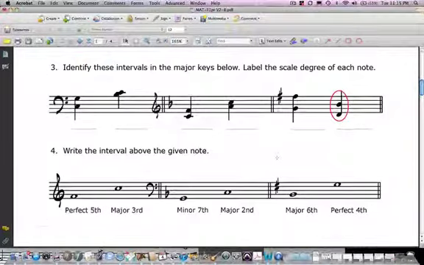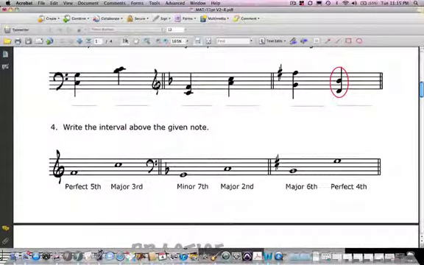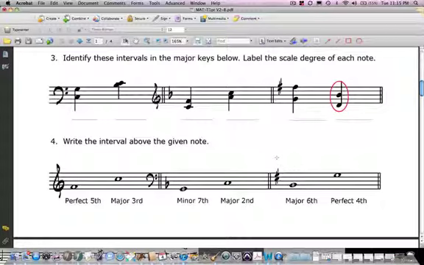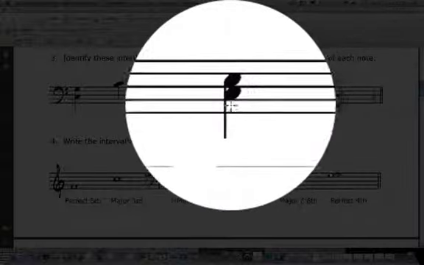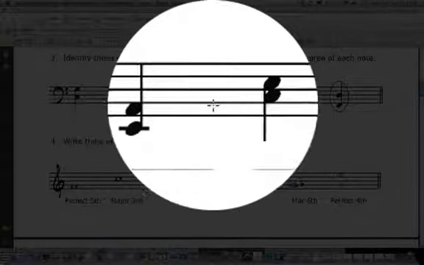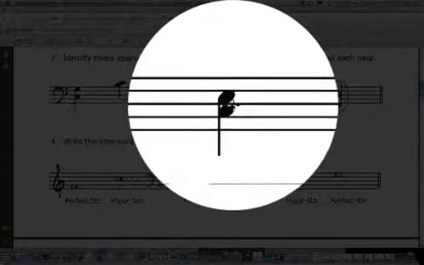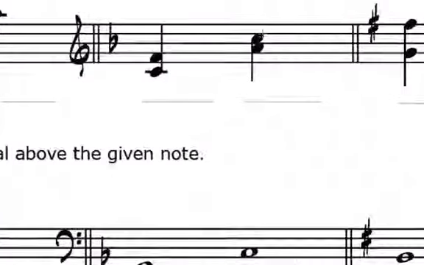Now, there might be times when you need to think in the key of a higher note and go down. So let's think of an example of that. Say you were going to do this interval here, and we're in treble clef at this point, and you decided to figure out this interval, and you have an A and a C, and you don't know the key of A yet, so you could go ahead and think in the key of the upper note.